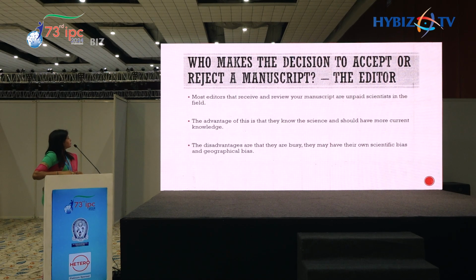Next. The person who makes the decision to accept or reject a manuscript is the editor. So he has the final say. Most editors that receive and review a manuscript are unpaid scientists in the field. The advantage is they know the science and they should have more current knowledge. The disadvantage is they are busy and they may have their own scientific bias and geographical bias. It means if you are a researcher in India and the editor is someone from the US, he may have his own geographical bias and things like that. But at minimum, usually these editors are scientists in their field and they know what they are doing.